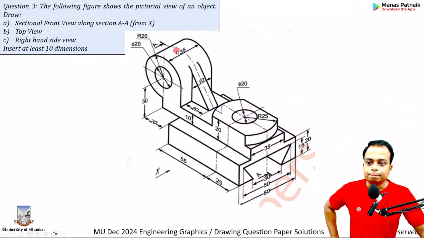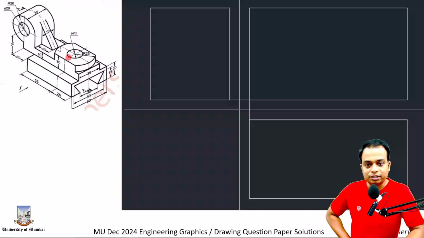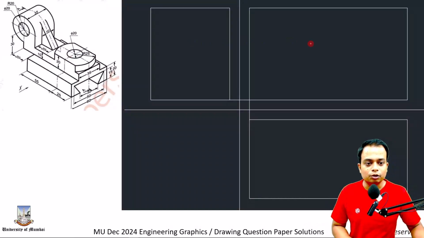That's it. Sectional front view, top view, right hand side view, insert at least 10 dimensions. I'm not really worried about inserting the dimensions. What I'm worried about is how you approach this very problem. The first thing you can do is create three boxes inside which you are going to have your front view, your top view, and your right hand side view.